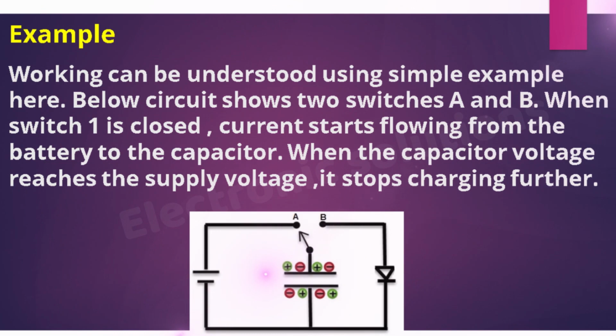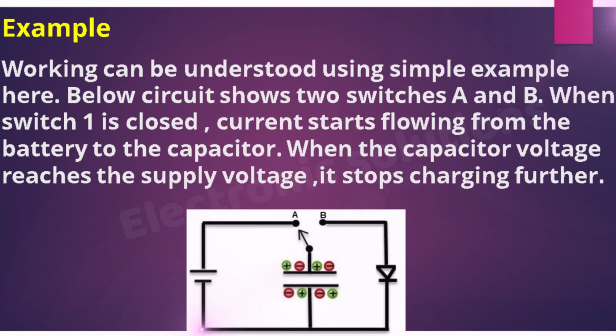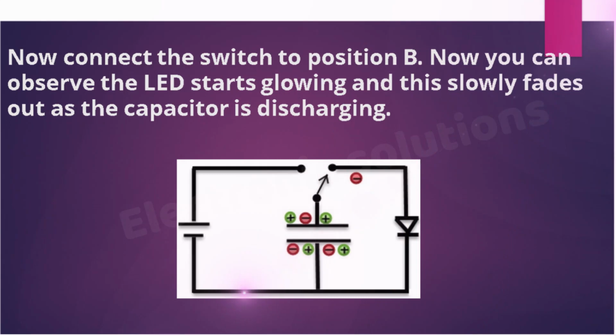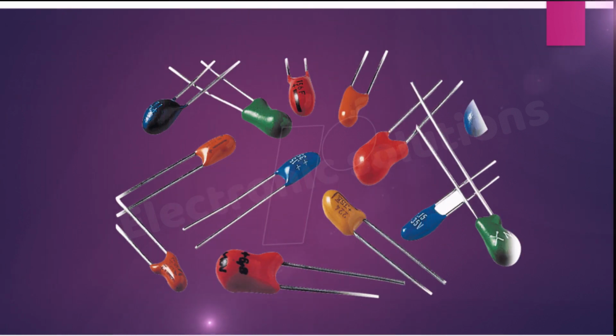Example. The working can be understood using a simple example here. The circuit below shows two switches, A and B. When switch A is closed, current starts flowing from the battery to the capacitor. When the capacitor voltage reaches the supply voltage, it stops charging further. Now connect the switch to position B. Now you can observe the LED starts glowing, and this slowly fades out as the capacitor is discharging.